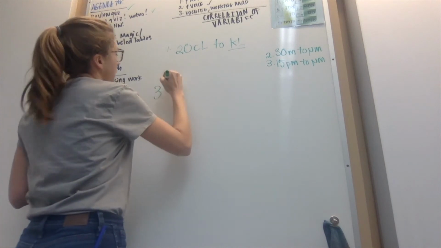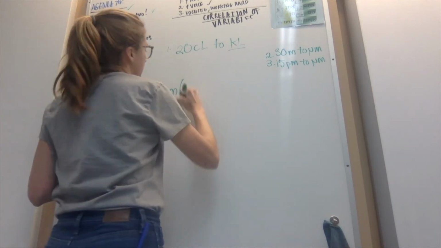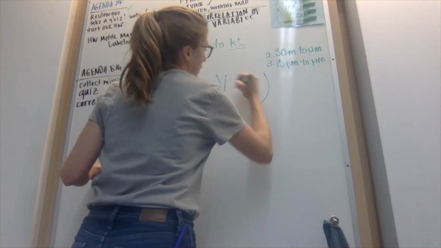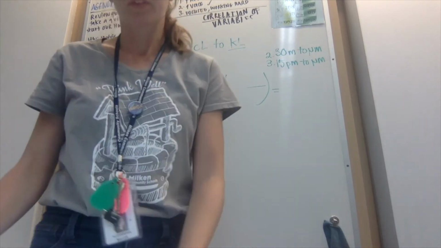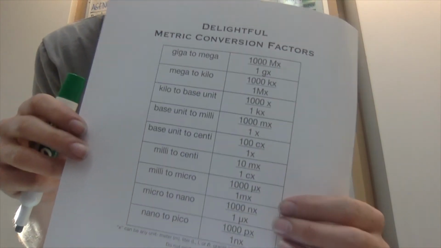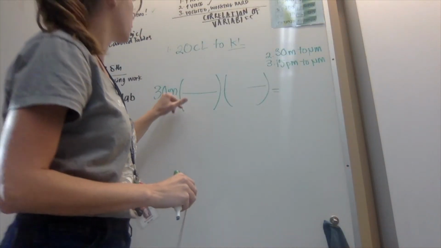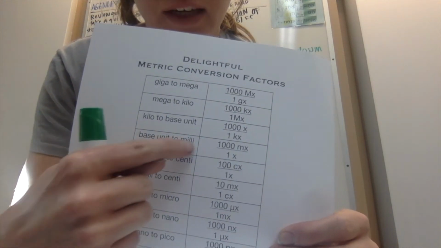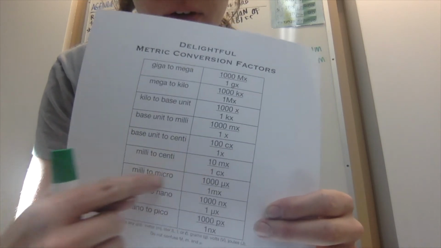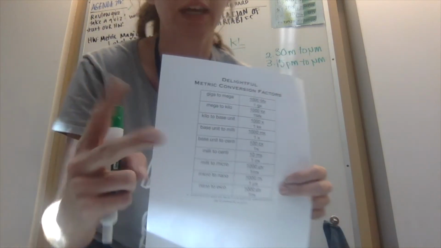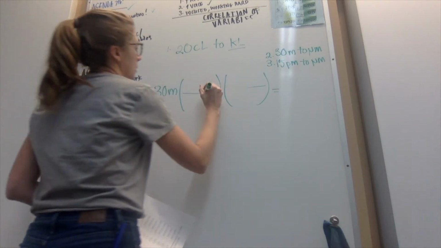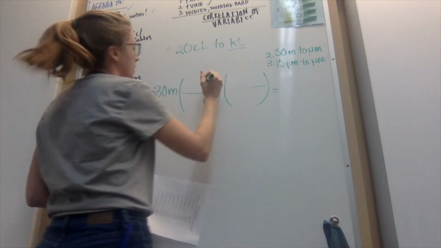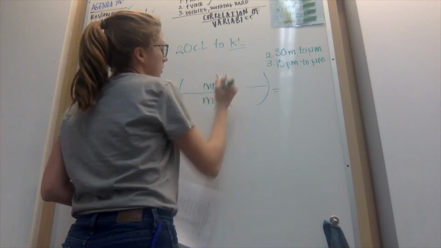All right, 300 meters to micrometers. I already know that this is two-step because I wrote this, but this is how you figure that out. When you know that you're going to go from the base unit to micro, you look here and you see, okay, I can go from the base unit to milli, fine, and then I can go milli to micro. Great, so I need 2 steps. So, my meter on the bottom, millimeter on the top.